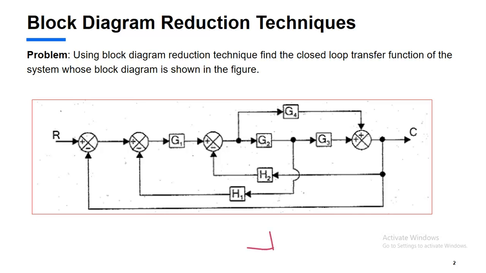Finally, you should have the input R, and you should have a single block, and you should get an output C. Usually you will write a transfer function here. This block diagram has to be simplified by applying appropriate rules. We will see one by one.